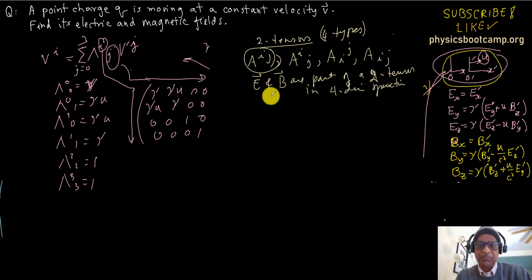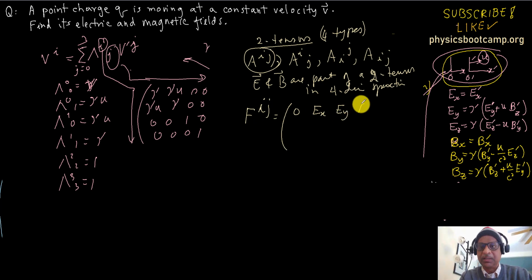So what do we have? We have an electric field. We have a tensor, and we usually use the letter F for it, with indices i j. This entry will be 0, and this tensor will have the electric field x component, electric field y component, and electric field z component.